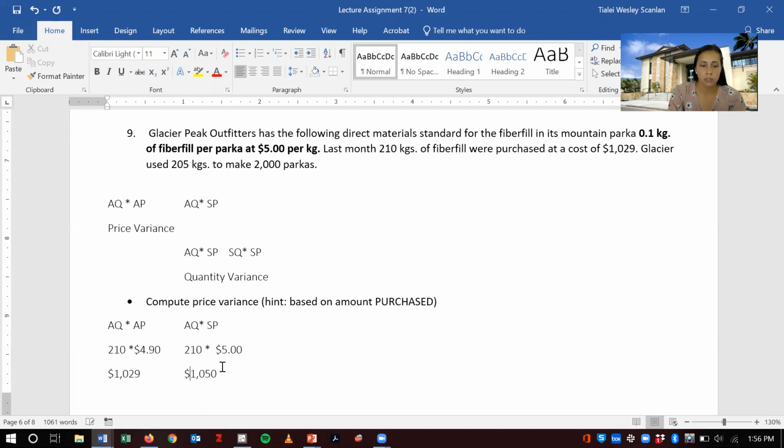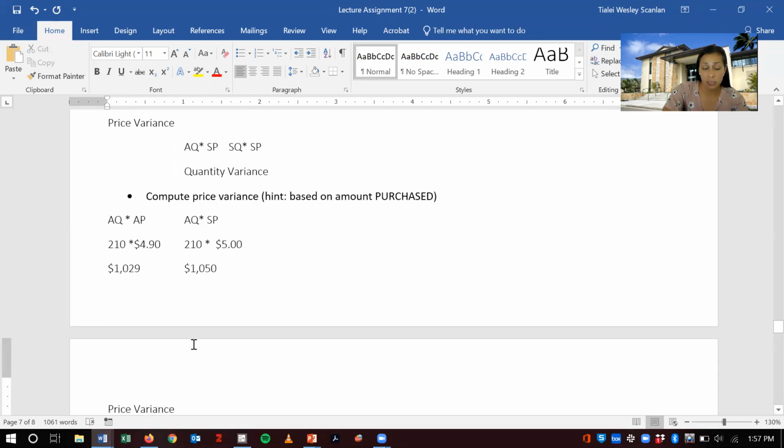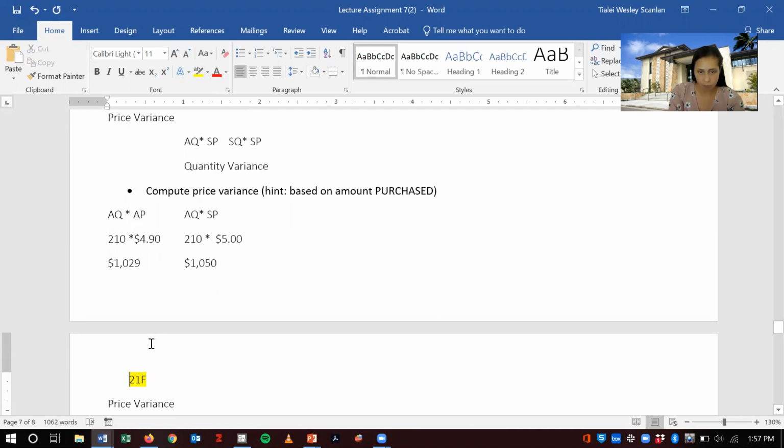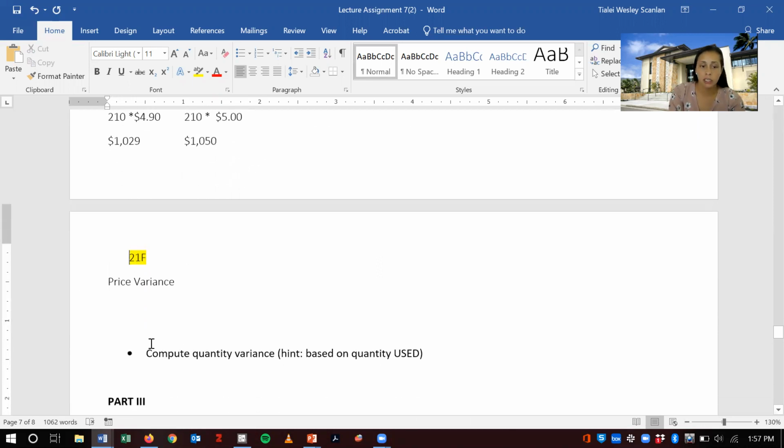Now when I compare these, subtracting 1,050 from 1,029, it's going to be a negative number, which means I'm coming in under budget, which is a good thing. I underspent what I was expecting. I spent an actual price of $4.90 per kilogram when the standard was $5. This is a favorable price variance, the same thing that we did previously.